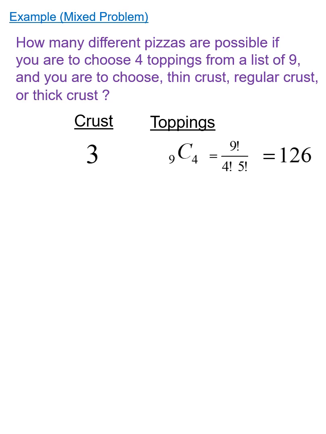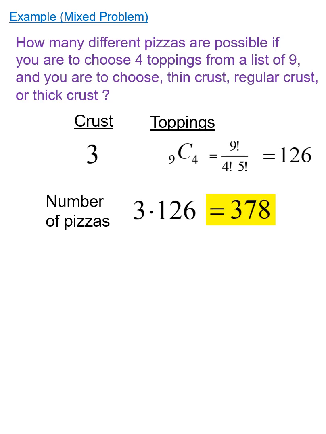And so what I know now is that there are 126 ways I can choose toppings, given that I have to choose a 4-topping pizza per the problem. And there are 3 different crusts I could choose for each. So multiplying those 2 together by the fundamental counting principle gives me a total of 378 possible pizzas, at least possible 4-topping pizzas at this restaurant.